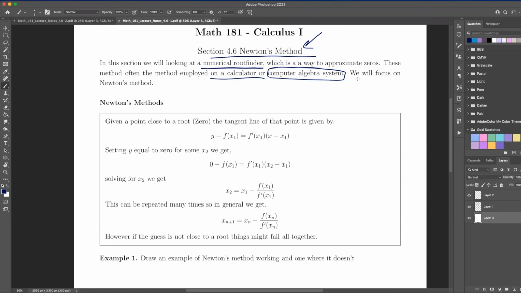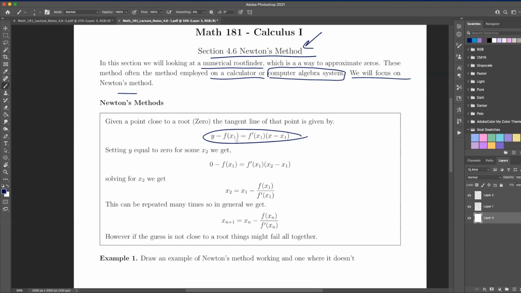Okay, all right. So we're going to focus on Newton's method. Newton's method says, given a point close to a root or a zero, we're going to find the tangent line at that point. The tangent line at that point is just given by this. This is the equation for the tangent line. This is what we did before, right?